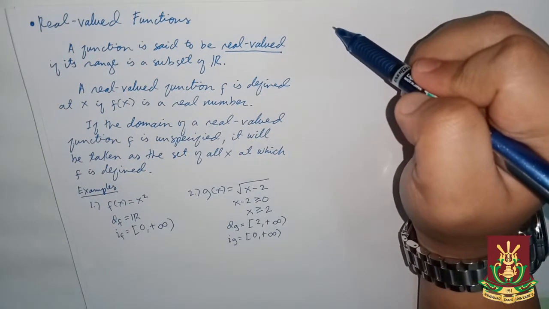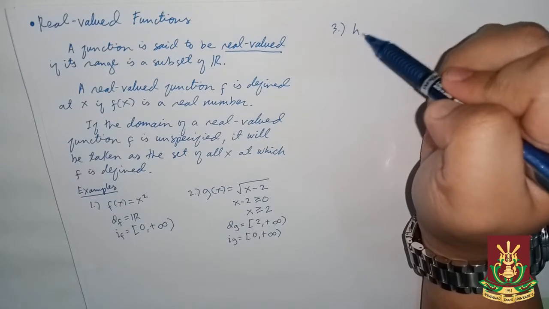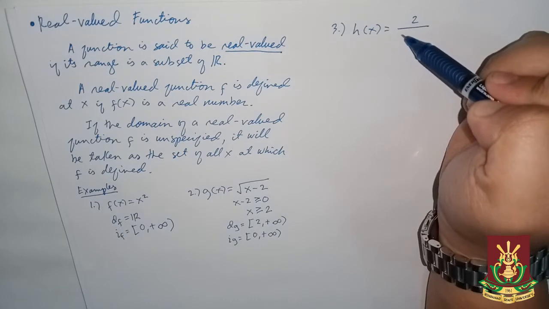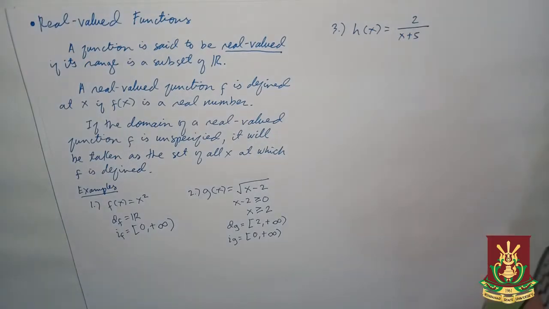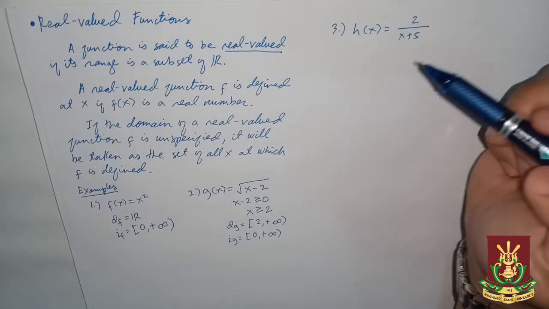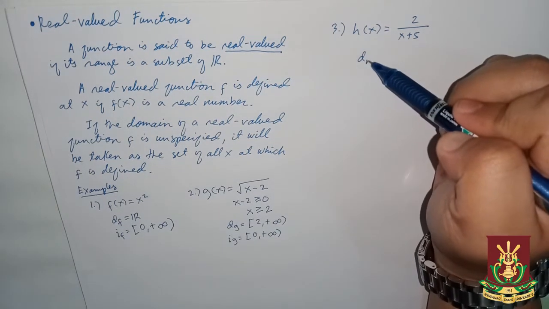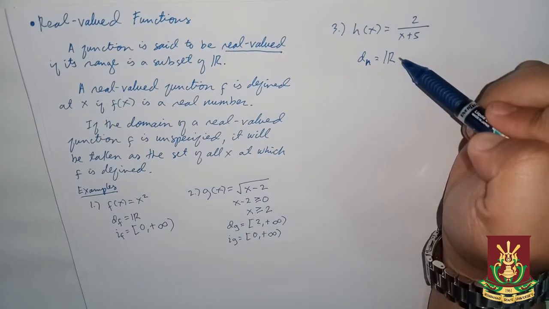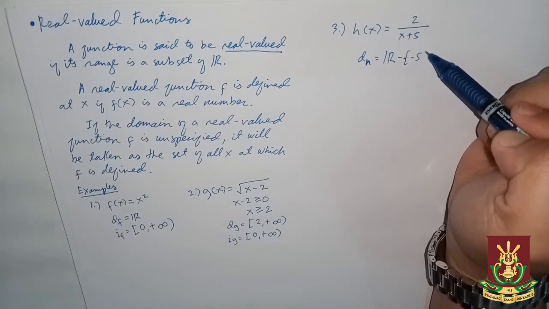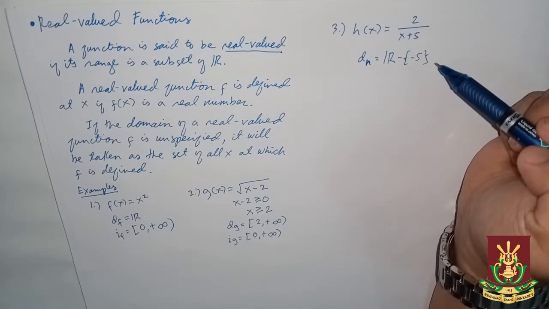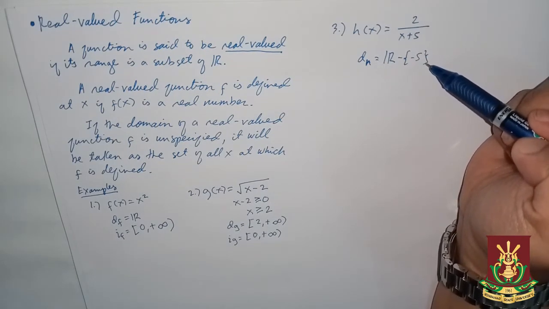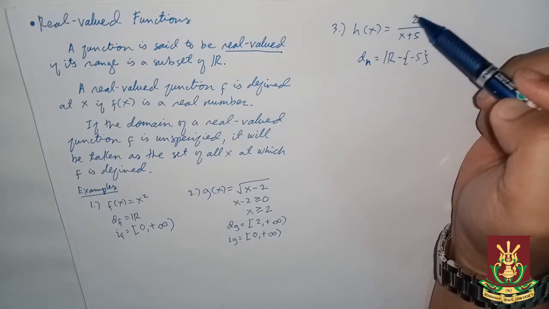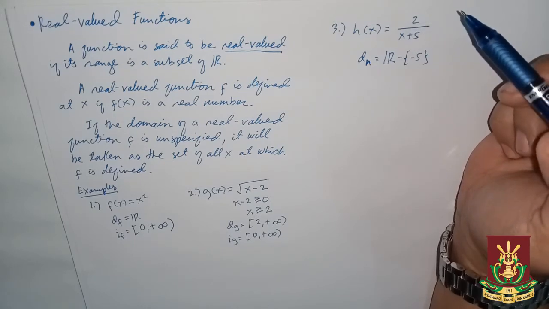How about if the given function is h of x equals 2 all over x plus 5? From here, we can easily see that the domain of this function is the set of real numbers except for negative 5. This is the case because when x equals negative 5, the denominator becomes 0, making this expression undefined.